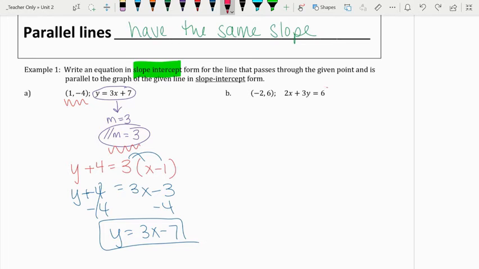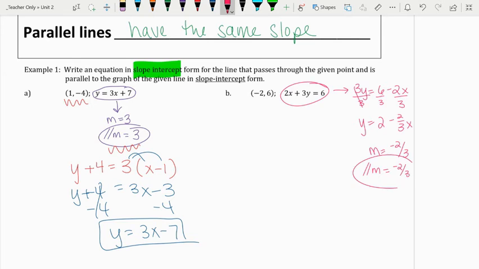All right, for the next one, I need to find the slope of this line. So that means I do need to solve for y first because I don't know what it is by looking at that equation. So we would move 2x to the other side by subtracting it, and then we would divide every single thing by 3. So y equals 2 minus 2/3 x. That means that my slope is negative 2/3. Don't be confused because the y-intercept is listed first. So that means my parallel slope would be negative 2/3.